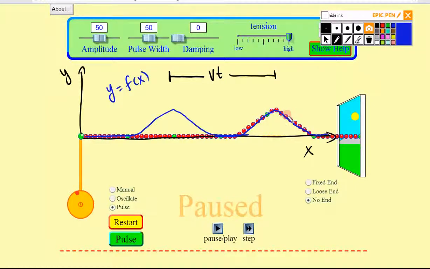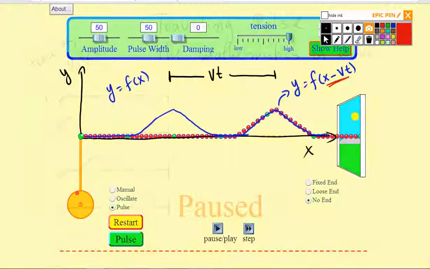So we can write this mathematically. This one here can be written as f of x minus vt. So this factor here, x minus vt, is what we are going to use to represent traveling functions. So let's look at a mathematical simulation to see this in a little more detail.